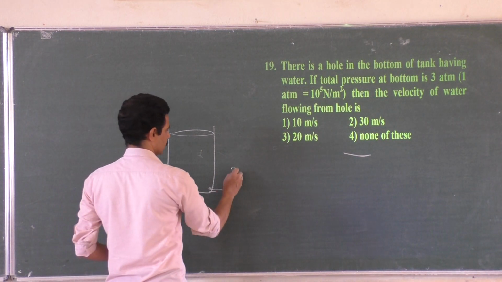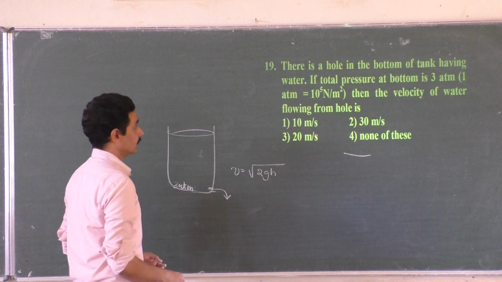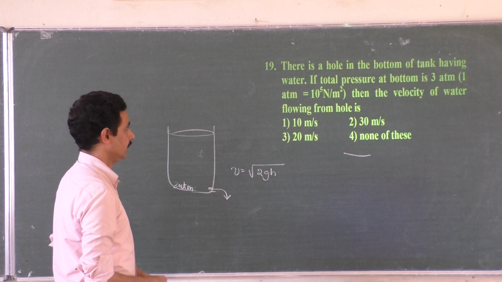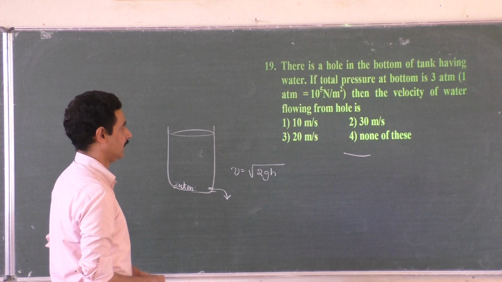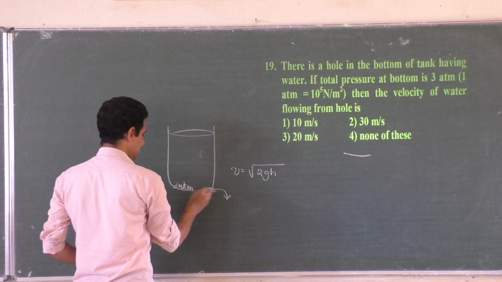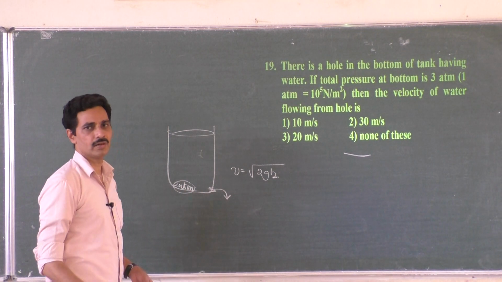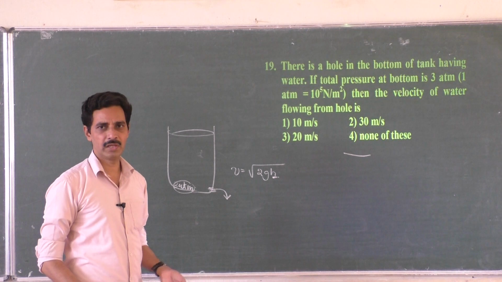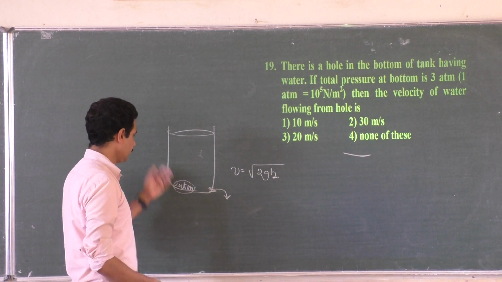Velocity is equal to root 2gh, right? But I don't know the height. The total pressure at the bottom is 3 atmosphere. Now using this pressure, you have to find out h. Then you have to find out the velocity of efflux, which is similar to the freely falling body equation. V is equal to root of 2gh. Now how to find out the h?